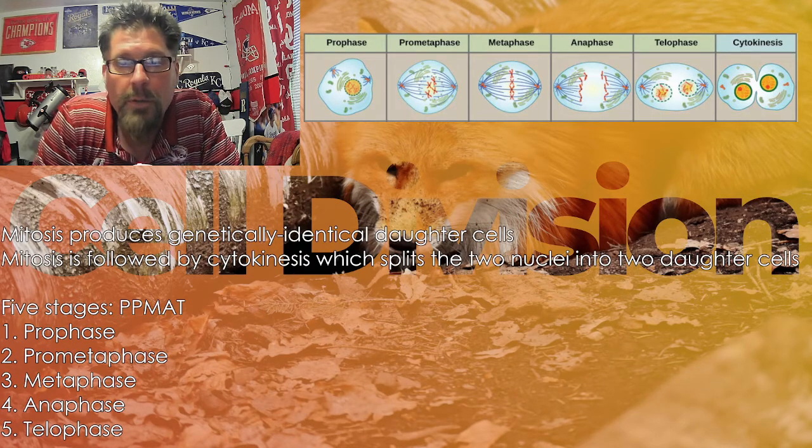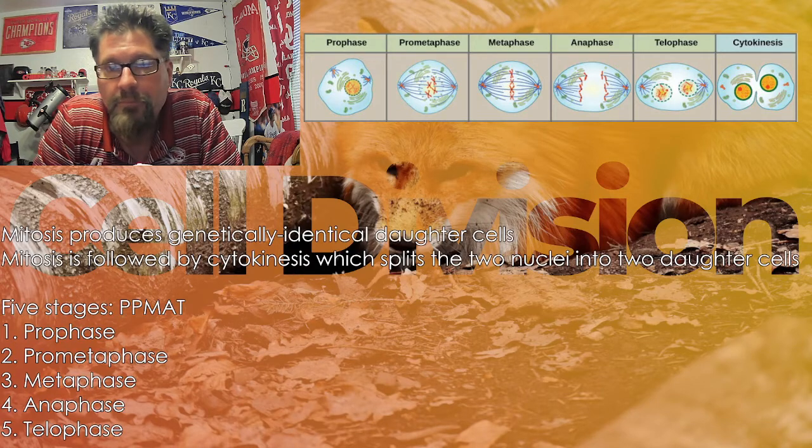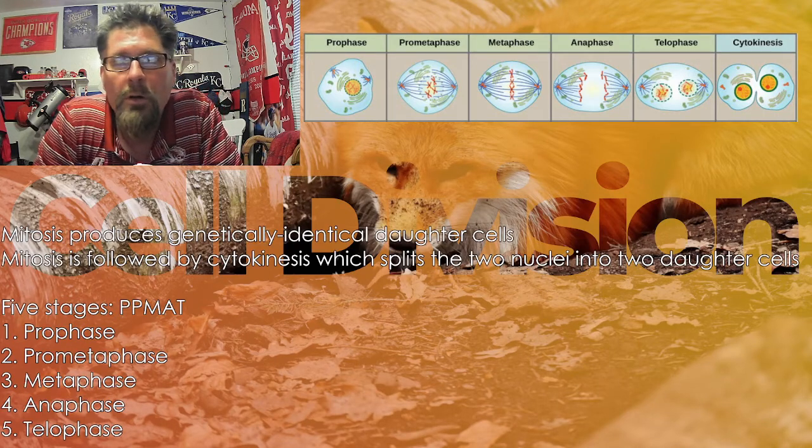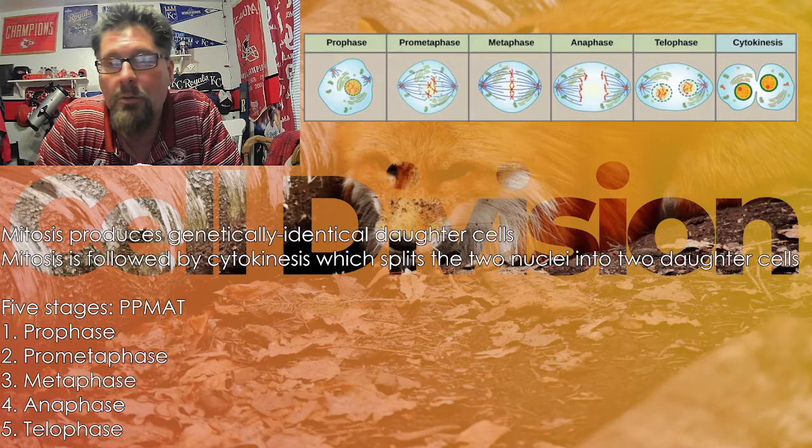But the old PMAT: prophase, prometaphase, metaphase, anaphase, telophase. It used to be just the 4. Certainly when I was going through school, and who knows, it might have just been 2 or 3. It's been so long ago.